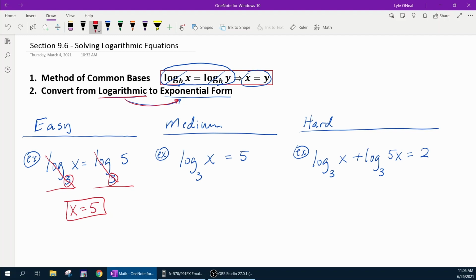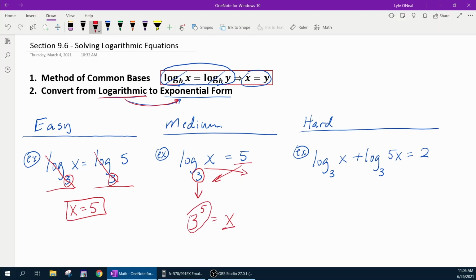And so here it's not too bad. We're going to bring the base down, switch the other two around. So the 3, since it's the base of the log, is going to have an exponent when we convert it to exponential form. And the exponent is going to be the 5 that's coming over from the other side. The x goes over to be by itself. And then you can see this is basically solved for. All you would need to do is calculate 3 to the 5th power, and then you're going to have your answer.